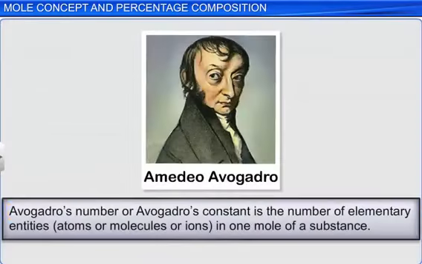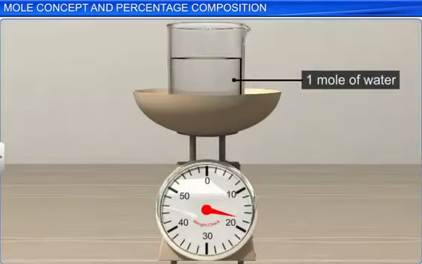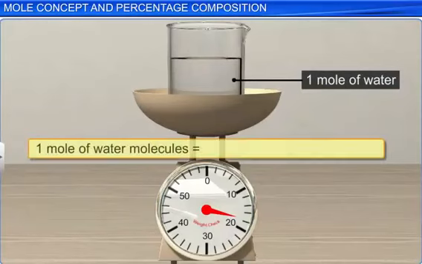Avogadro's number or Avogadro's constant is defined as the number of elementary entities, atoms or molecules or ions in 1 mole of a substance. Thus, we can say that 1 mole of water molecules contains 6.022 multiplied by 10 raised to 23 water molecules.